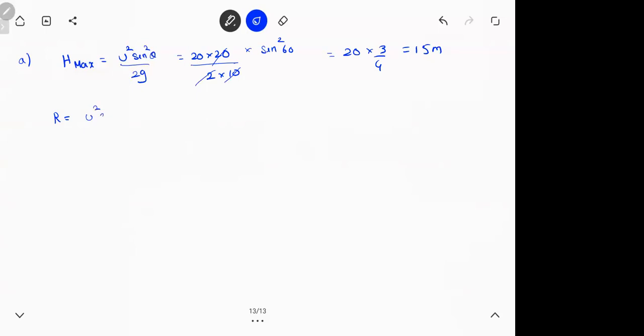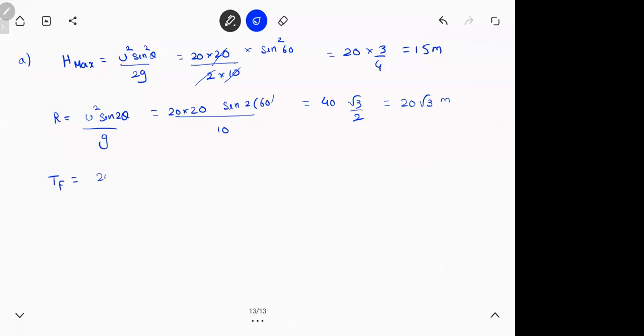Range is u square sine 2 theta by g. That's again 20 into 20, sine 120. That's 40 into root 3 by 2, so 20 root 3 meters.